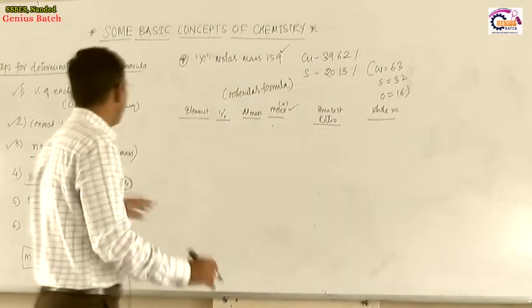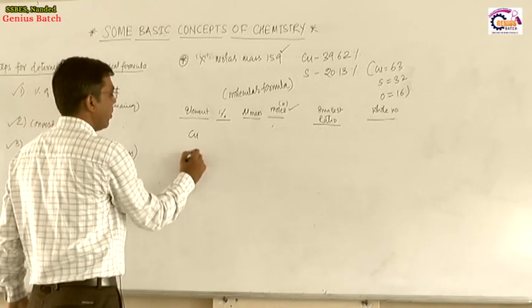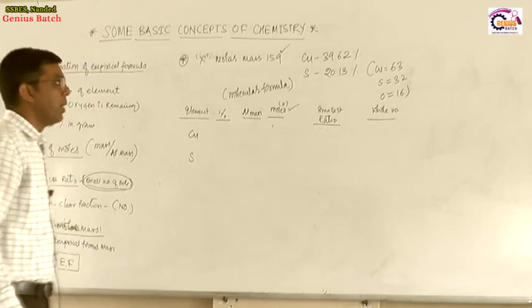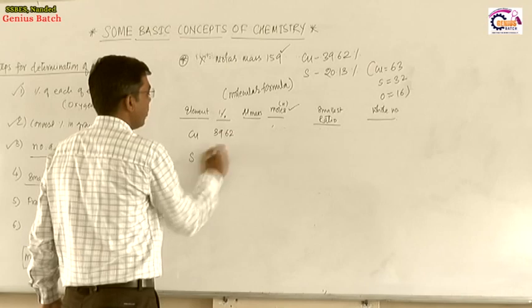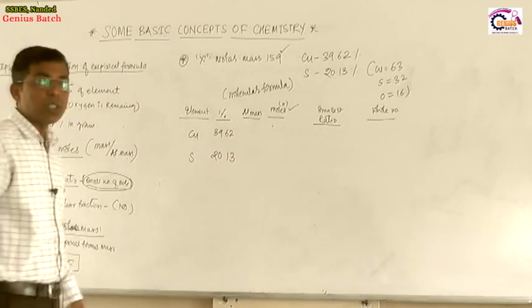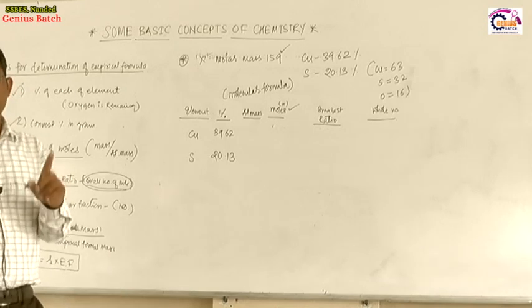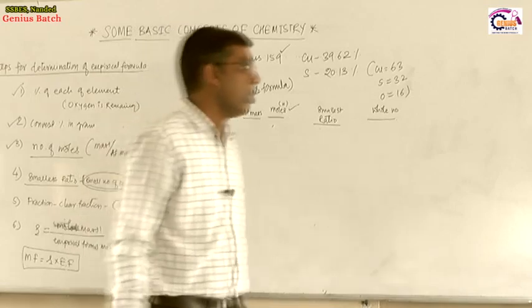So we write according to the steps. The elements are copper and sulfur. Percentage of copper 39.62, sulfur is 20.13. First step is, if the sum of percentage of elements is not 100, then the remaining is oxygen.